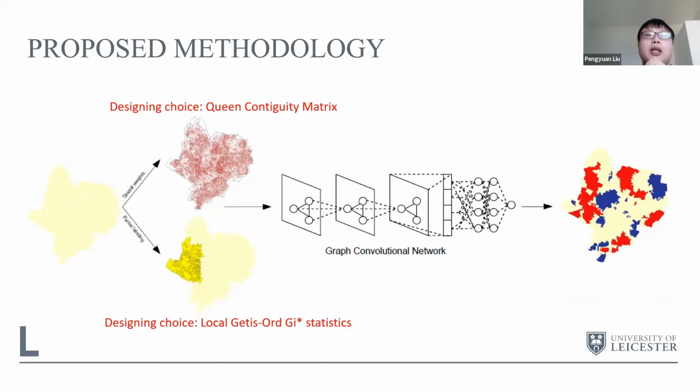But it's important to mention that in this study, we're using the Queen spatial matrix to define the spatial weight matrix, and we also use the local GiStar statistics to decide the hotspot, cold spot, and non-significant spot. But they are all design choices. One can always replace the Queen matrix with, for example, Rook, or replace the GiStar statistic with Moran's I statistics. It's completely up to the researcher's design choice.